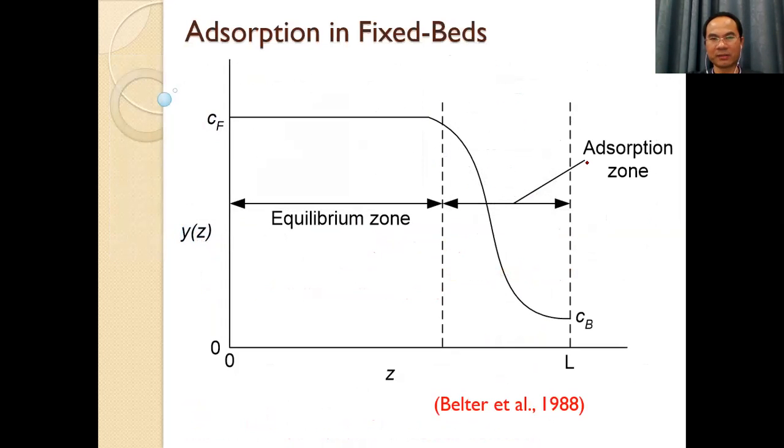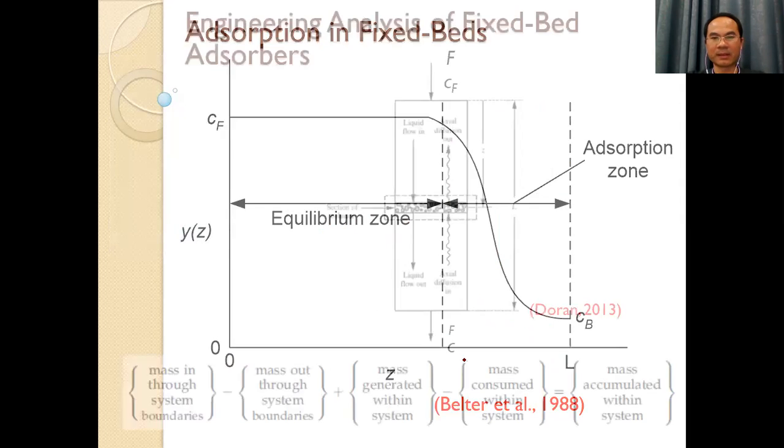Okay. If we draw the concentration at the height of the column, this is the height from 0 at the top to the bottom. From the top to the bottom, you can see that the equilibrium zone will increase from the top to the bottom. But we will stop around here. There is some adsorption, but we only adsorb some in this time.